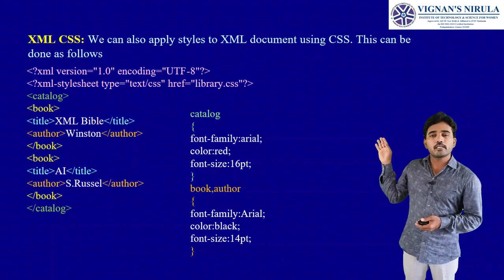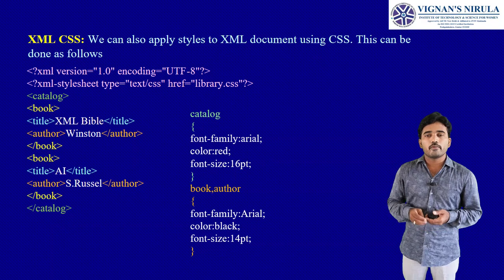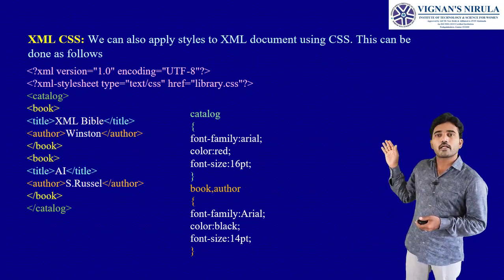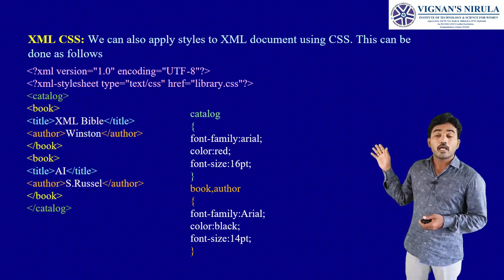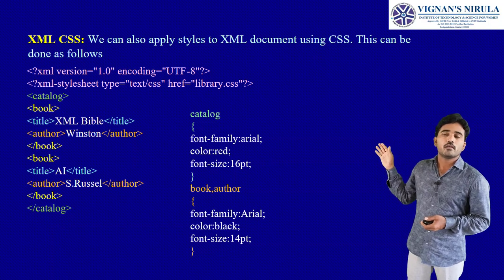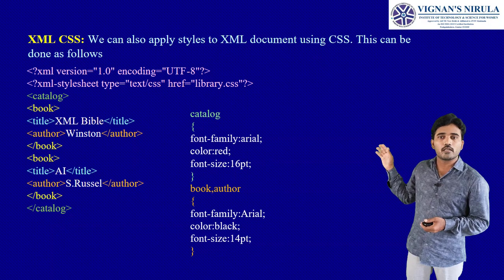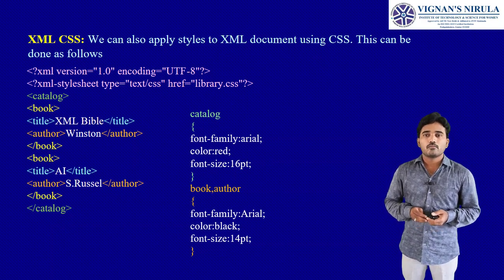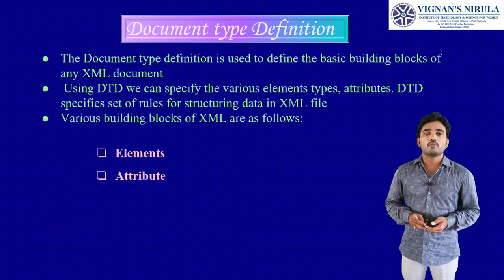Now see, this is the CSS document. In this CSS document, we have written the styles for the catalog, where the styles are font family, that is Arial, color, that is red, and font size, that is 16 points. And then for book and author, here I am using a type selector, book, comma, author. Again here I am using the same properties like font family, color and font size. Understood? So now how will you get the output?